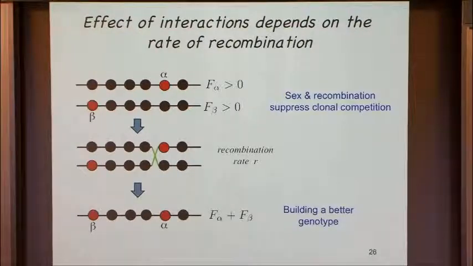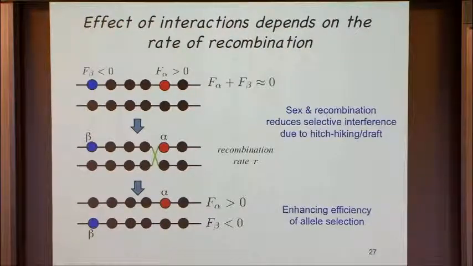Okay, the effect of these interactions strongly depends on the rate of recombination, right? So, for example, clearly clonal interference, competition between different clones, or at least the outcome of it, strongly depends on the possibility of recombination to bring these two different alleles, put them on the same genotype, and perhaps build a better genotype if those two were beneficial, right?